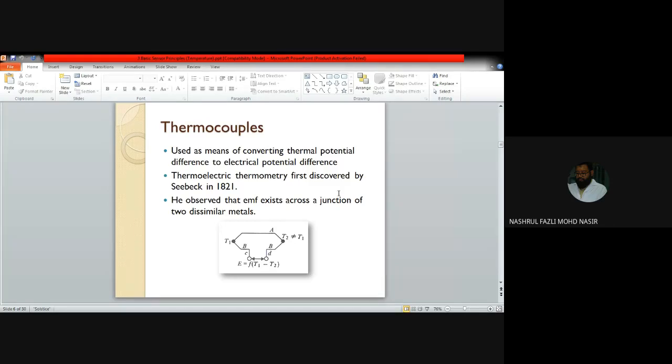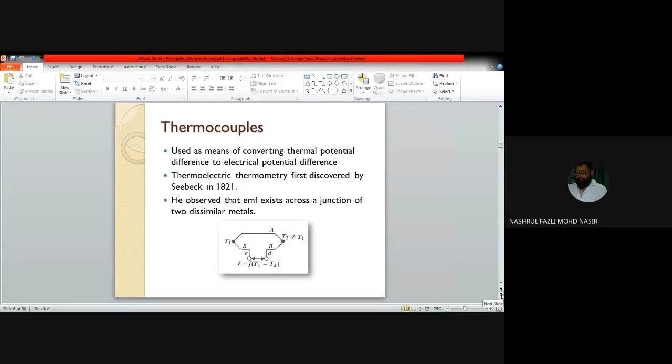So this is a bit of history. This thermoelectric thermometry was discovered by Seebeck in 1821, so 200 years ago. Happy birthday. He observed that an electromagnetic field exists across a junction of 2 dissimilar metals. So they observed that this EMF exists at the junction of the 2 dissimilar metals.